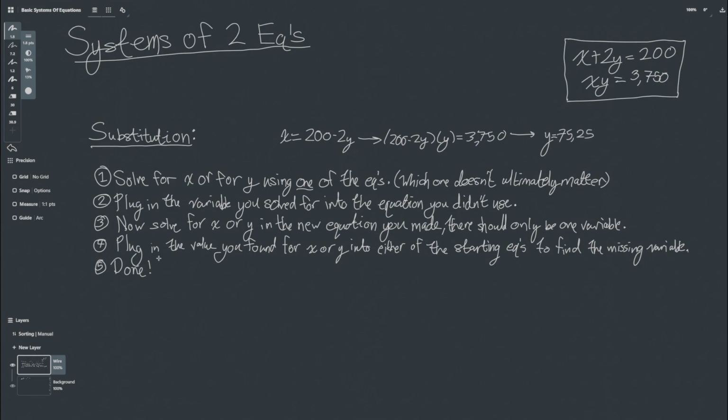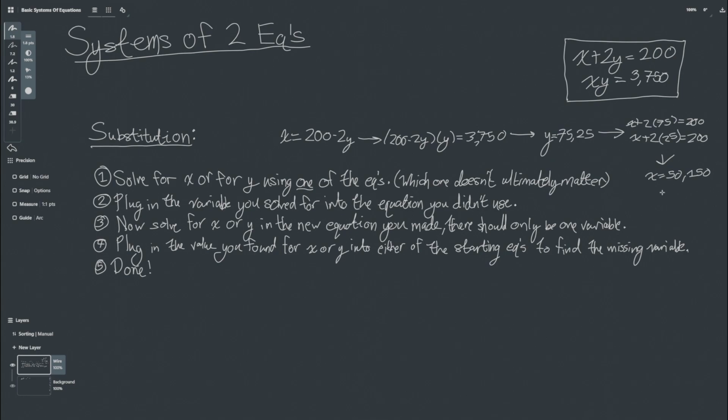The fourth step is we need to plug in the value found for x or y into either of the starting equations to find the missing variable. So we've solved that y equals 75 or 25. We can now just plug it into one of the equations to find x. So I can say here that x plus 2 times 75 equals 200, and x plus 2 times 25 equals 200. And then you can just solve for x in both of these cases, which you'll get x equals 50 and x equals 150.